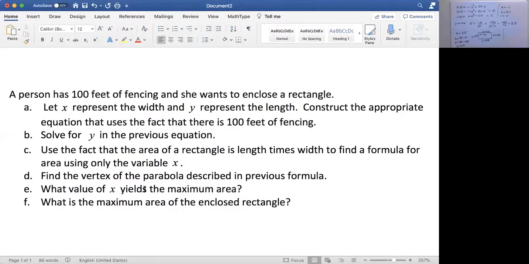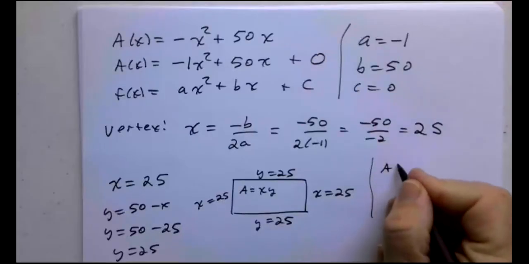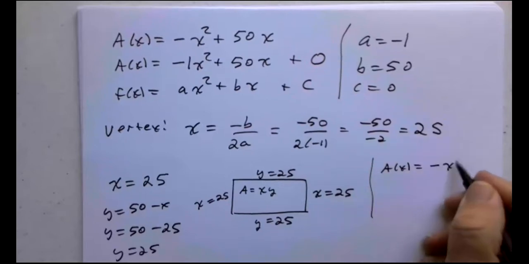Find the value of x that yields the maximum area. Well, our vertex of our parabola, we really haven't answered that question yet, have we? Because our parabola was negative x squared plus 50x. So let's go back and answer that first. So A of x is negative x squared plus 50x.